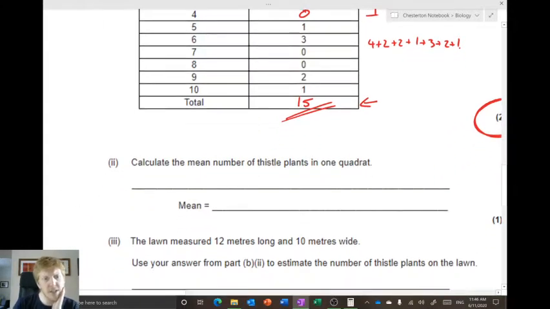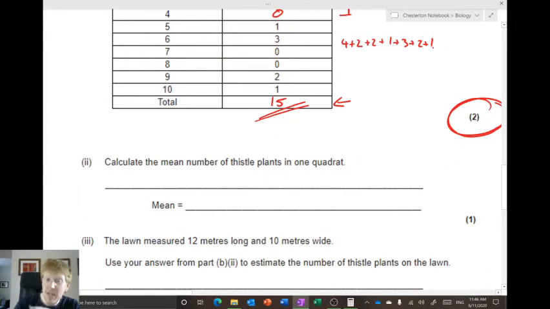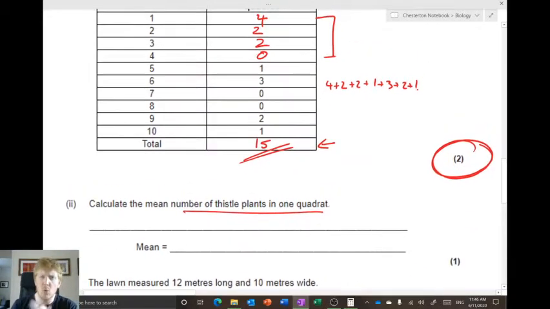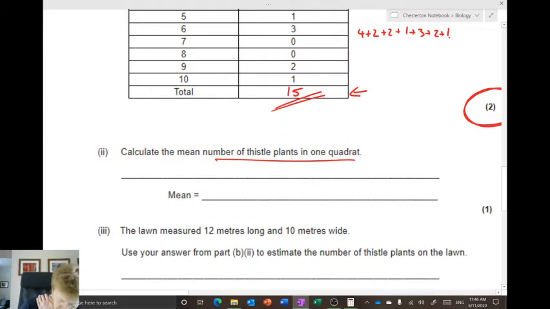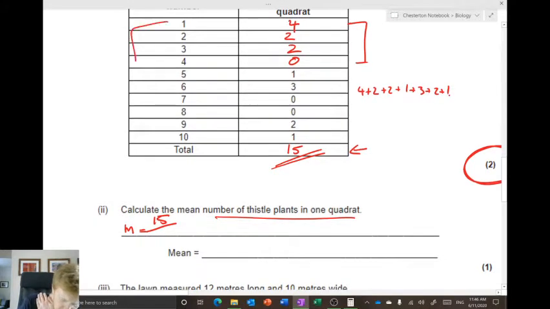All right, nice freebies. Okay, so calculate the mean number of thistle plants per 1 quadrat. Now what we need to do is add up all the numbers together for all the quadrats, and then divide by the number of quadrats that there are. So in this case, we know the total is 15, right? So the mean is equal to 15, which is my total, divided by the number of quadrats. And how many quadrats are there? Well, there's 10.